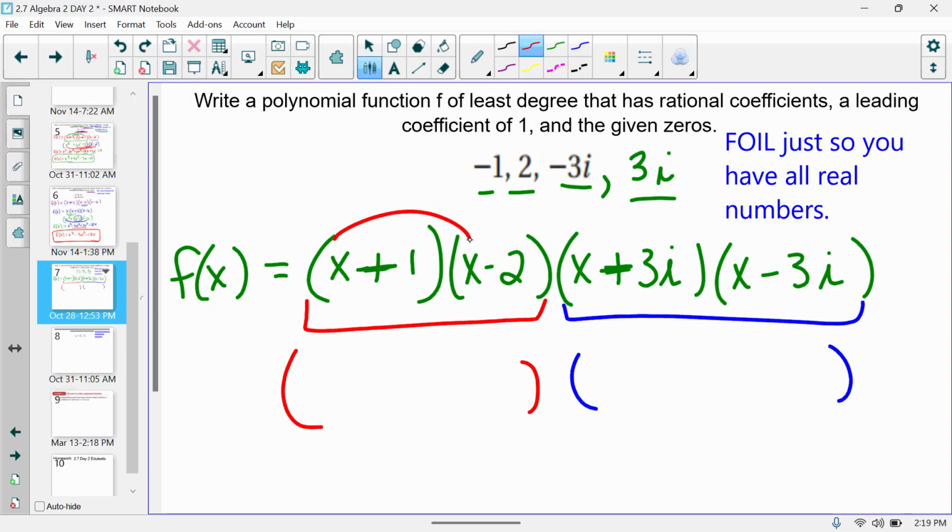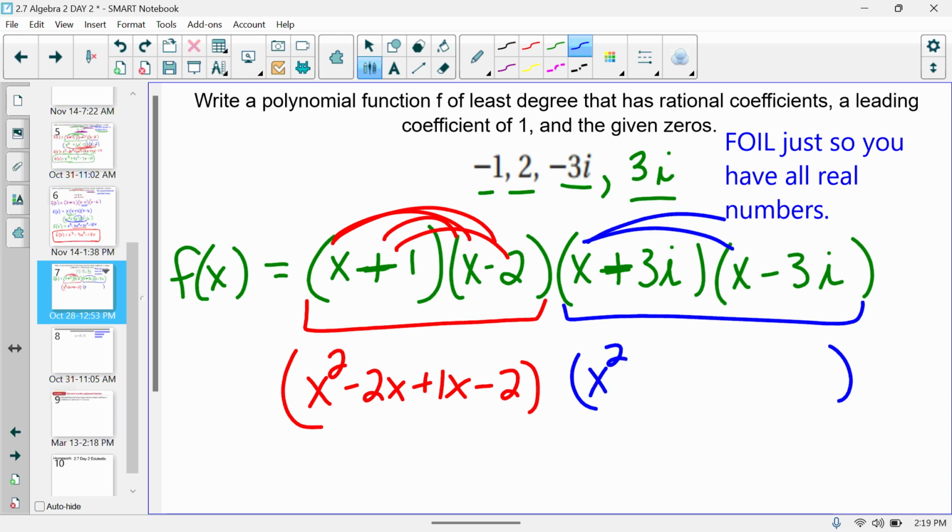Okay, so over here, x times x is x squared. Outer would give me negative 2x. Inner would give me positive 1x. Negative 2 times 1 is negative 2. Over here, x times x is x squared. Outer would give me negative 3 times i times x, but inner would give me positive 3 times i times x. Those are going to cancel. We'll talk about that in a minute. Look at the last. 3 times negative 3, sorry, is negative 9, and i times i is i squared.